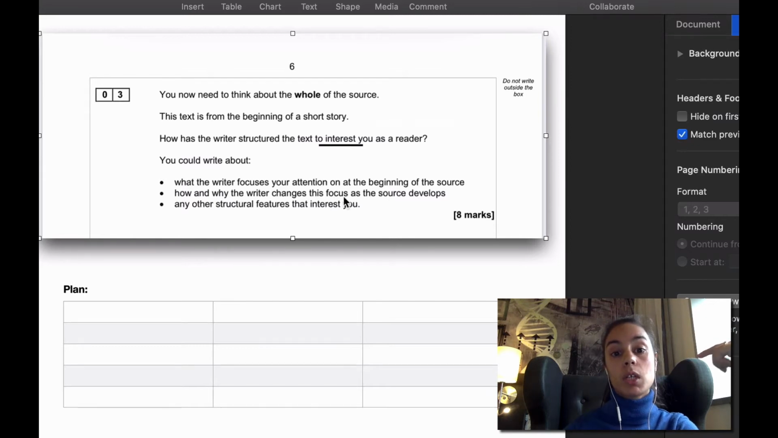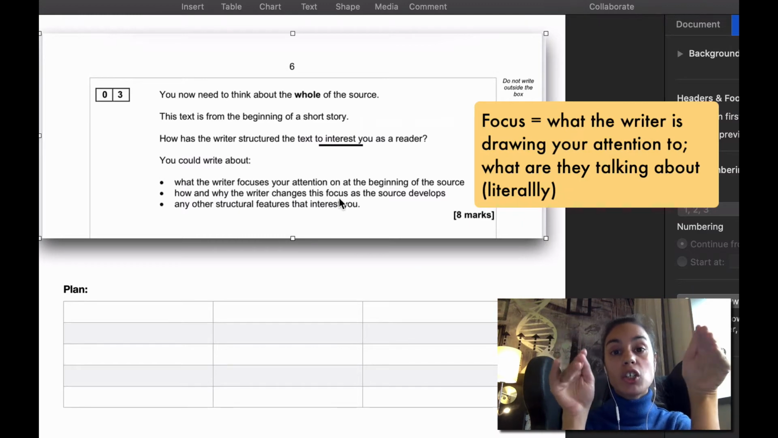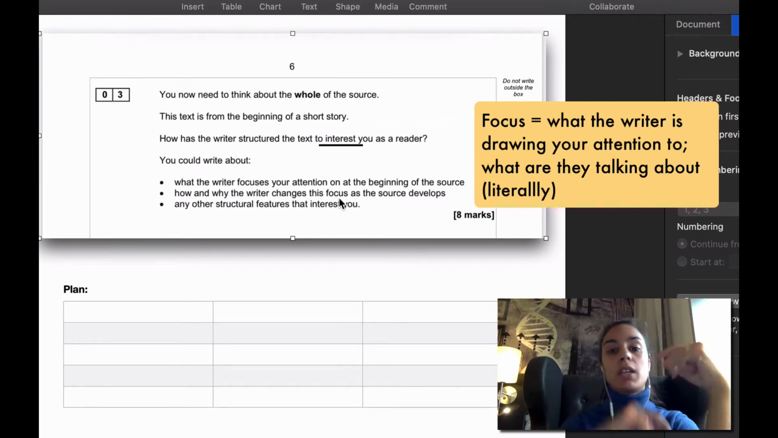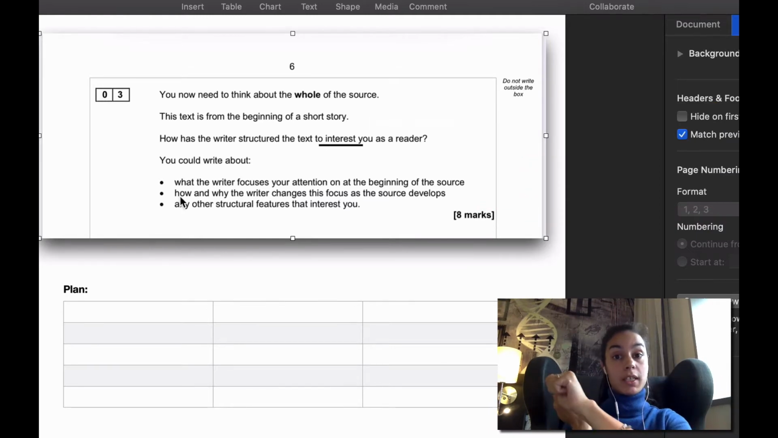So focus, what does that mean? It means what the writer is pulling your attention to. What is the topic they're talking about? So how does it change? First tell me what the change is, then how does the writer actually change your focus? Does he use language? Does he use new paragraphs? Does he use speech, etc.? And then why? Why does he change your focus? Here you can look at what's the significance of it. What does it do to you? Does it interest you more?